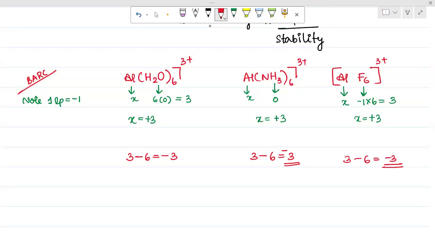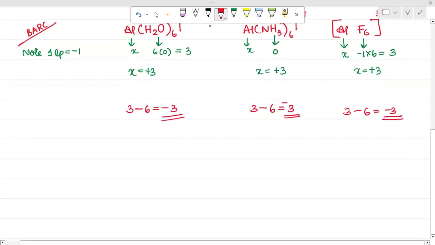Okay, we cannot differentiate them. So we said that as formal charge increases, stability decreases, but the formal charges are the same. So the next parameter that you can check is the electronegativity of the ligand. See, here it is water. Here it is ammonia. And here it is fluoride.